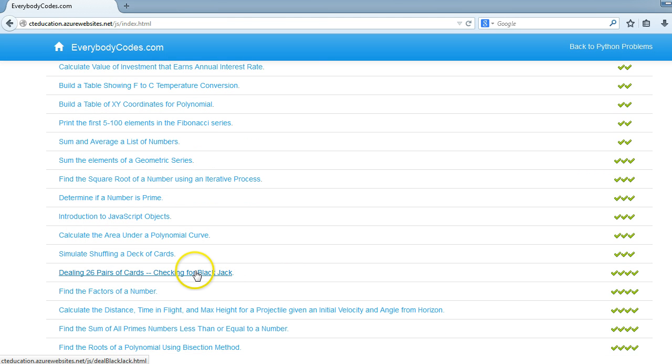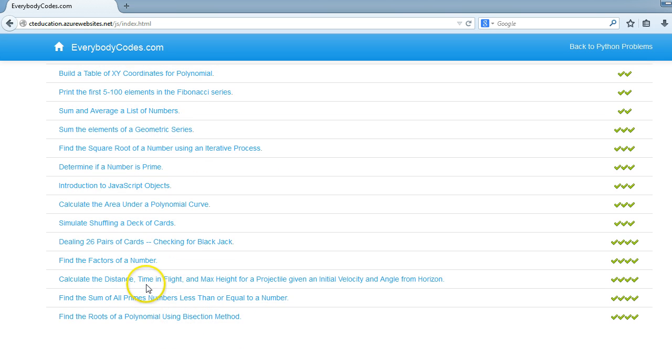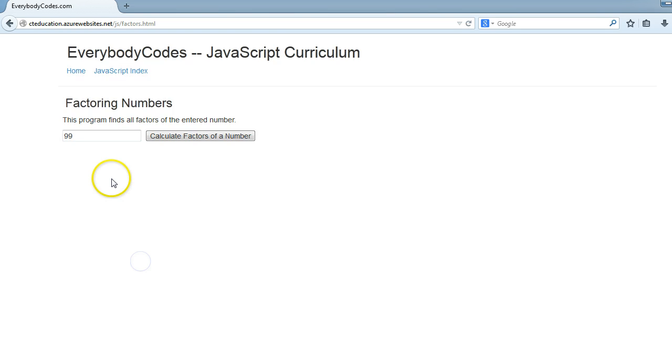Some other problems, for example, we can find the factors of a number. We can look at physics problems such as calculate the distance, the time in flight, and the max height for a projectile. Let's go ahead and look at the factors of a problem here. We can find the factors of 99. Let's go ahead and find a different number, larger here. It's instantly finding the factors. So these are things, again, we're doing in our math courses.